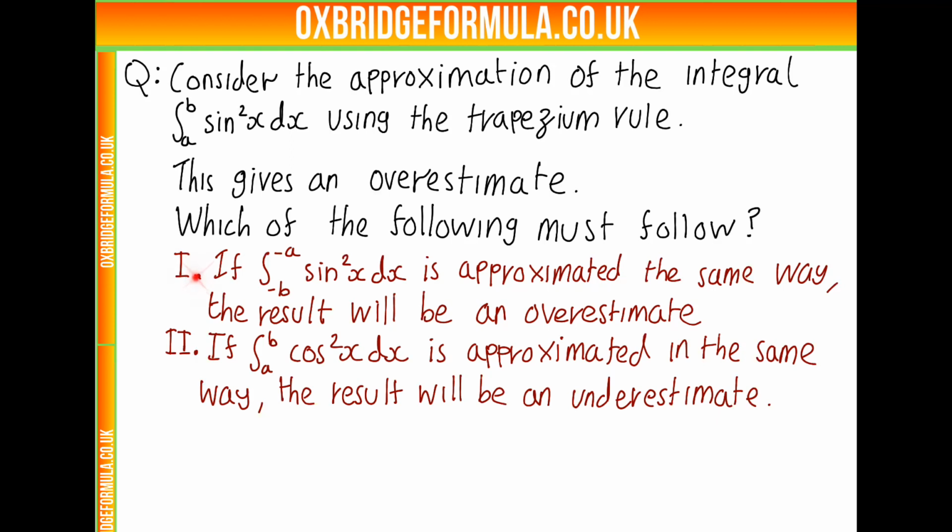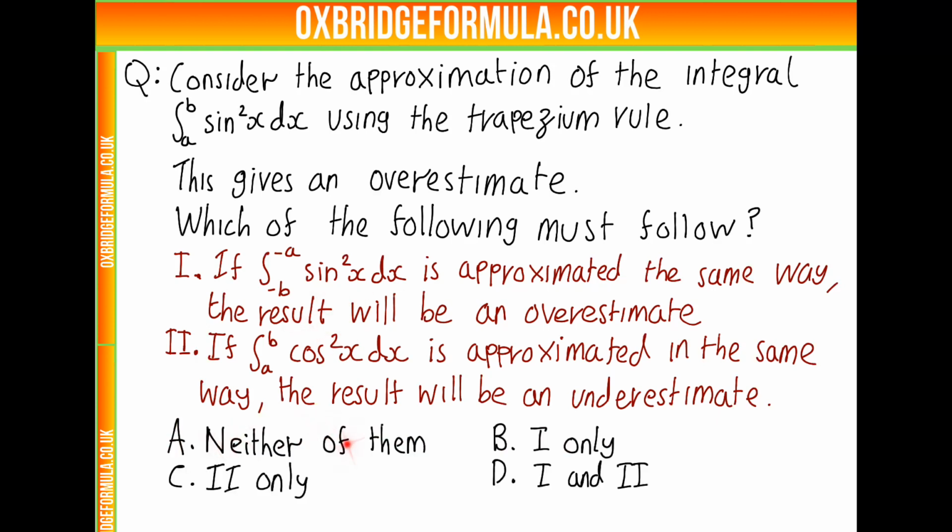The following being: 1, if the integral of sine squared x between minus b and minus a with respect to x is approximated the same way, the result will be an overestimate. And 2, if the integral between a and b of cos squared x with respect to x is approximated in the same way as we do up here, the result will be an underestimate. And we're given various options for which of these must follow, ranging from none of them, either one of them, or both of them.